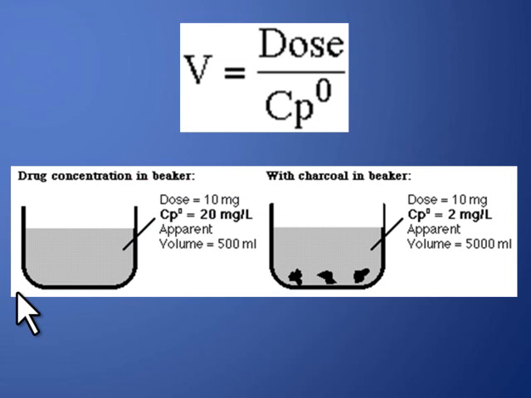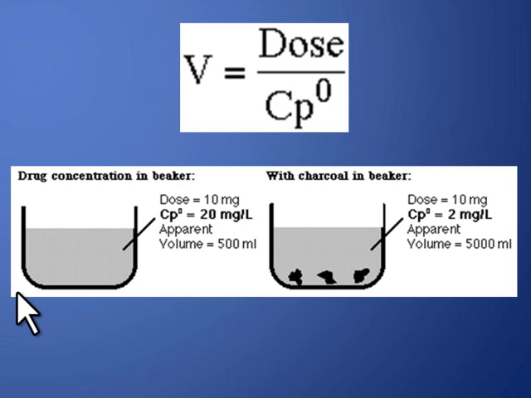Let's take a look at the bottom panel on the slide, which will help in answering this. The container here has a dose of 10 milligrams of some substance dispersed into it, yielding a solution with a concentration of 20 milligrams per liter for this substance. Hence, the volume of distribution is 500 milliliters.